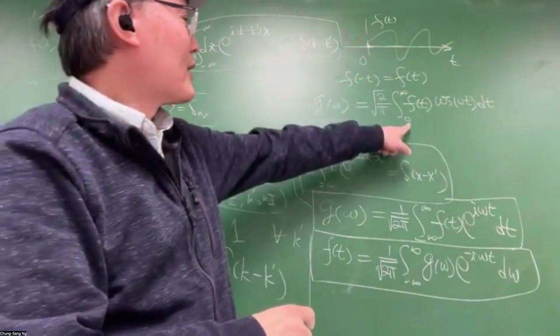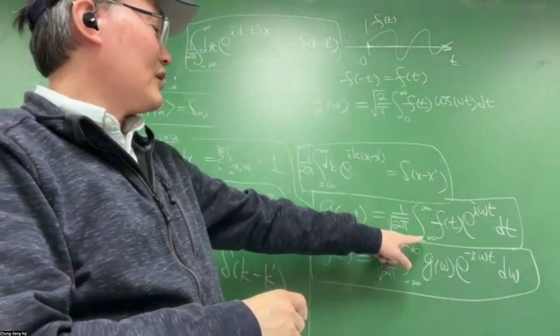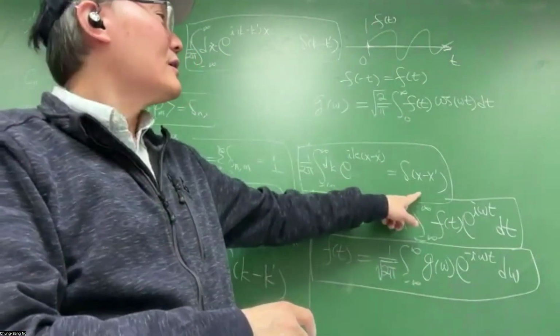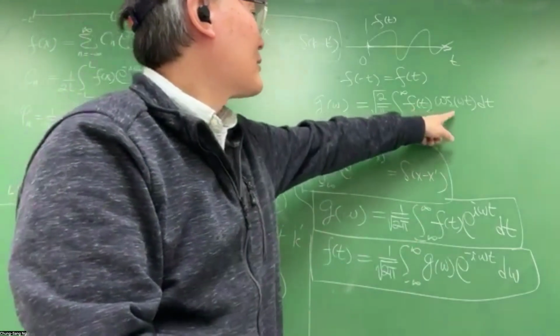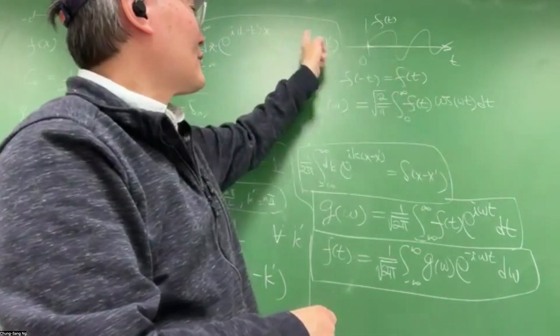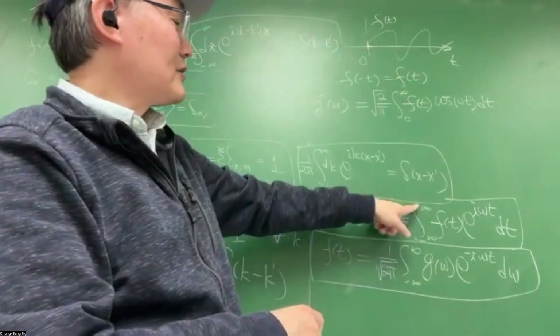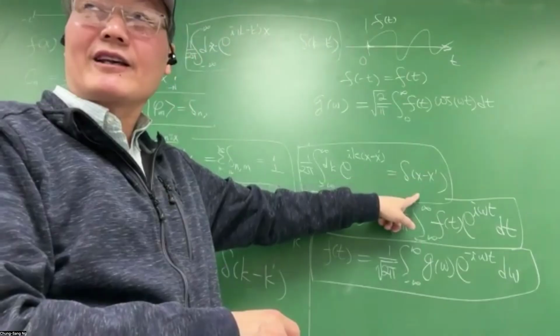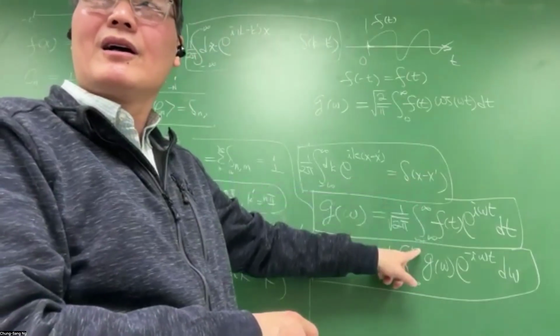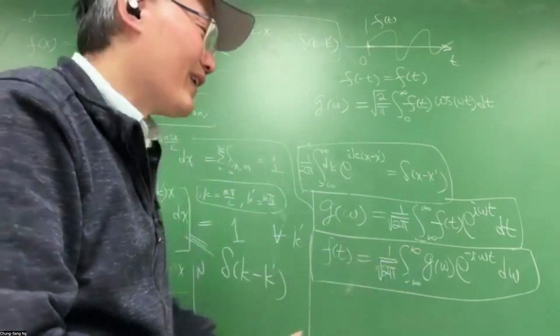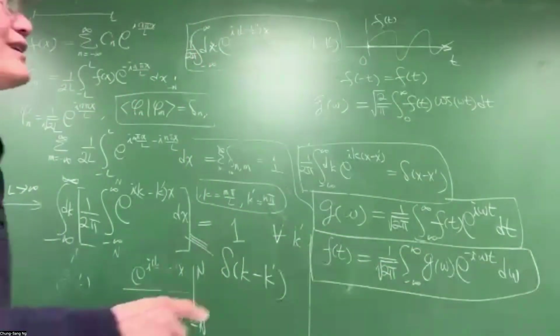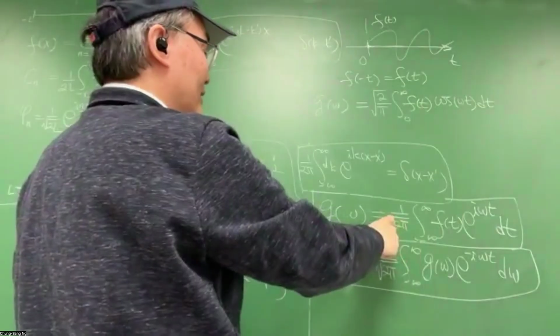The factor of 2, because this original formula is from minus infinity to infinity, but because of the fact that this is symmetric over time, we refactored it, so the integration from minus infinity to 0 and 0 to infinity is exactly the same. Okay, so you understand it now. So that's how you get the factor of 2 out.